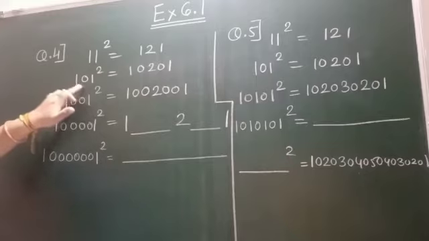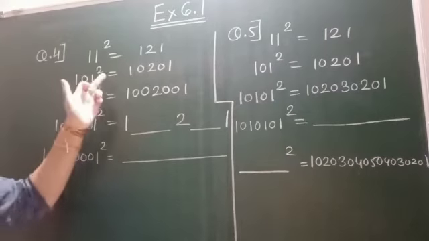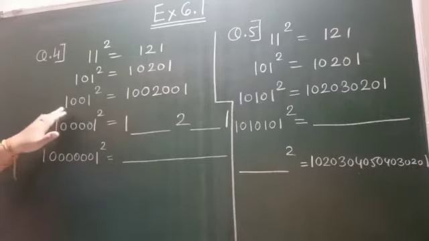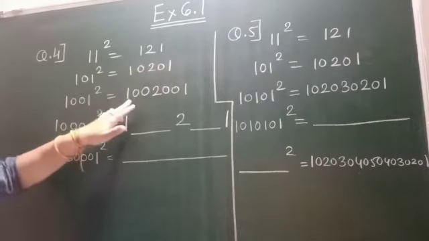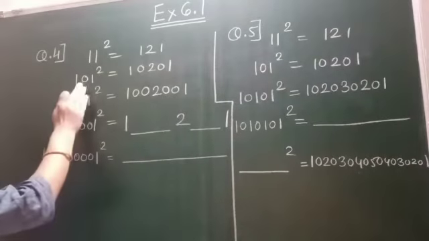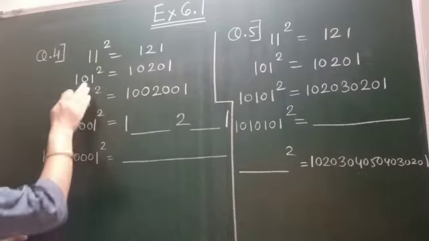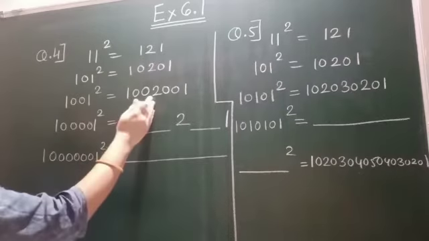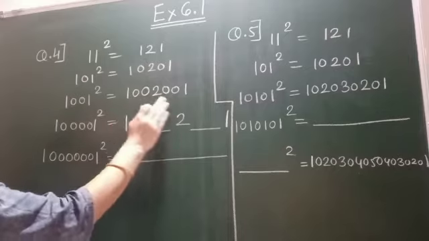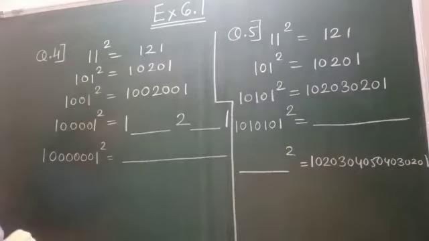In the second step, 101 square equals 10201. You can multiply 101 by 101 and check, you will get 10201. And 1001 whole square equals 1002001. As you can see here, as the number of zeros between the two 1s increases on the right hand side, between this 1 and 2 the zeros are also increasing. Here the number of zeros is 2, here also the number of zeros is 2.